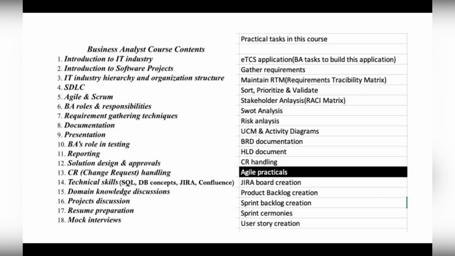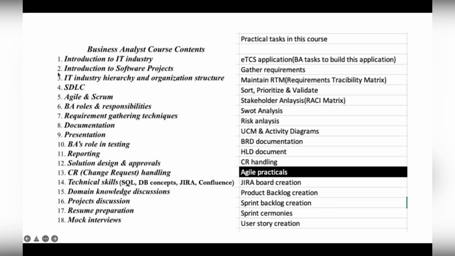What a BA does in software development, we'll be doing everything in a practical way. We'll be gathering requirements, doing the documentation, and presenting it to our developers and the various stakeholders. And in testing, what is the role of a BA? Once a product is developed, how will it be tested, how can we test it? We'll go through all these things.